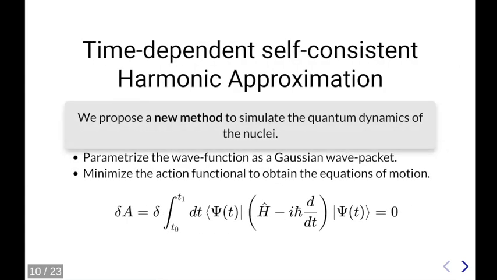So the method we developed is the so-called time-dependent self-consistent harmonic approximation, which works very similarly to time-dependent density functional theory or time-dependent Hartree-Fock, but instead of targeting electrons, we target nuclei. And so the idea is that we parameterize the wave function as a Gaussian wave packet, which is usually quite good for describing nuclei in a lattice. And then we optimize the parameters of the Gaussian as a function of time by minimizing the Dirac action.